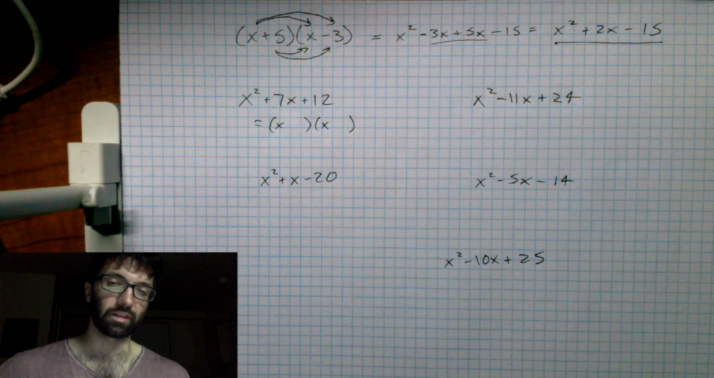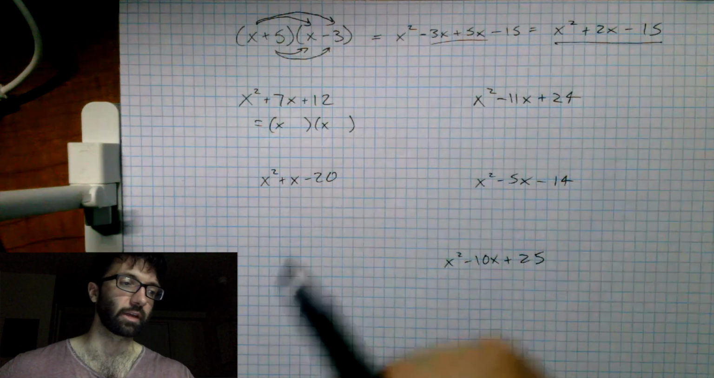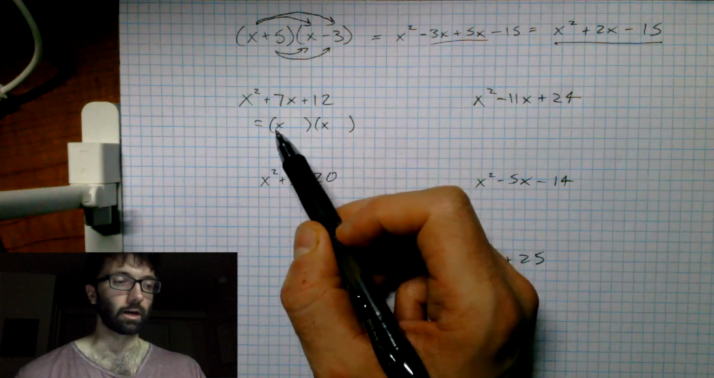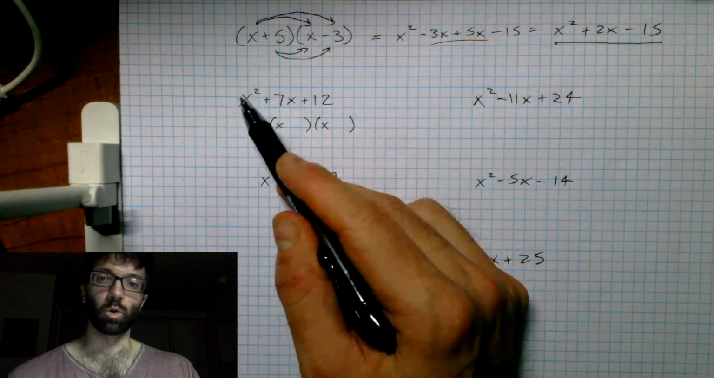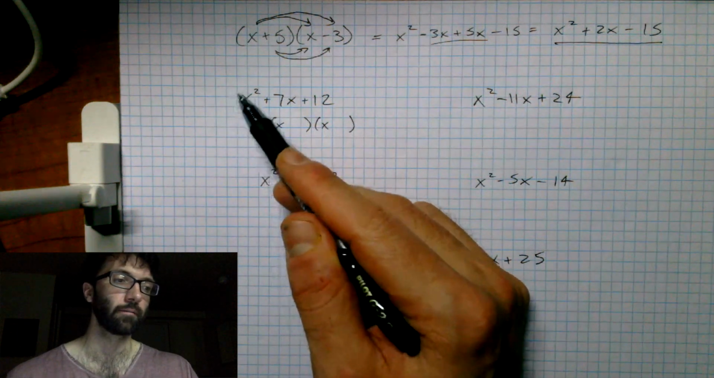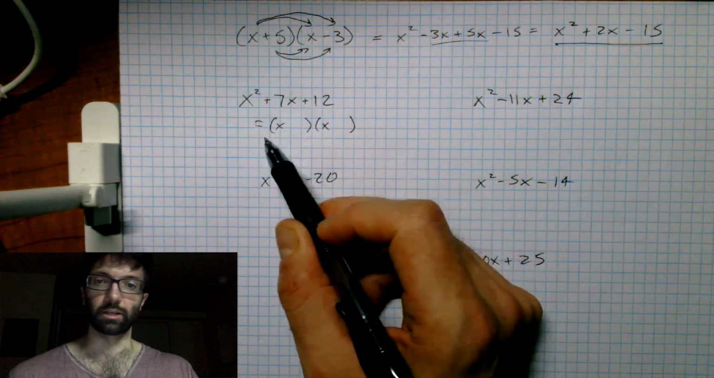Because again, you're thinking about the distributive property. You're thinking that this times this is going to give me that. So when your leading coefficient is 1, meaning when you just see an x squared out here, a 1x squared, you know you're going to have an x and an x in here. So that's step 1.